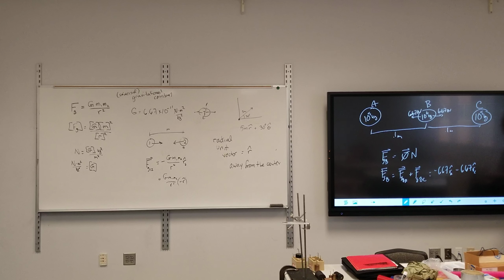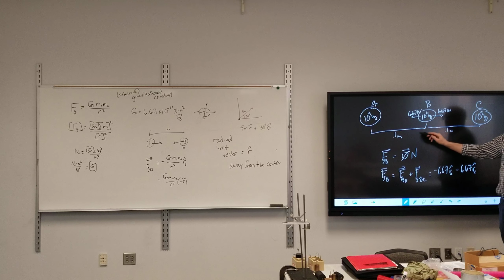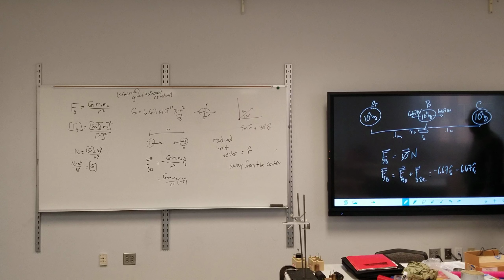What you would have to do is recognize that at this point, I know r A hat is going that way, r C hat is going that way, away from A and away from C, and that they are negatives of each other. So this would be negative 667 r A hat minus negative 667 r A hat, since r C hat is the negative of r A hat at this point.